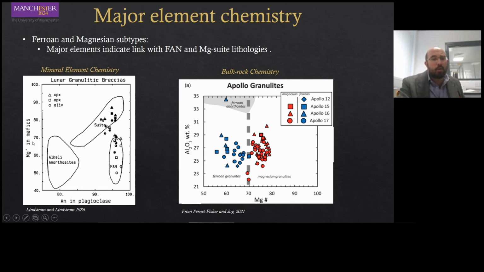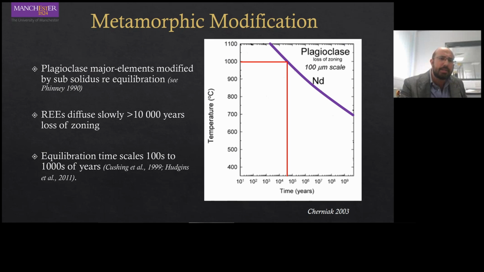And we can see why people might come to this conclusion. If we look on the left, you've got the old classic plot of An content in plagioclase versus magnesium number of mafic minerals. Hopefully you can see my pointer, I'm not sure if you can or not. Some samples plot well within the crustal anorthosite, the FAN field, and others definitely look a lot more MG suite-like. However, hopefully what I'll show in the coming few slides is that this may not necessarily be the full picture. And so what can trace elements tell us?